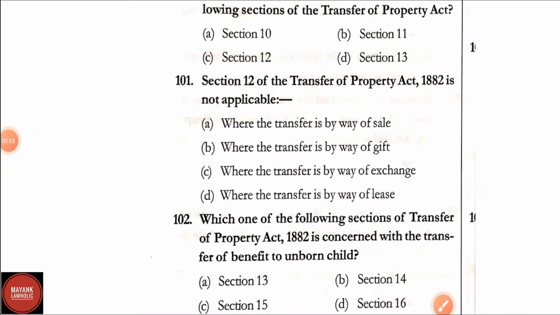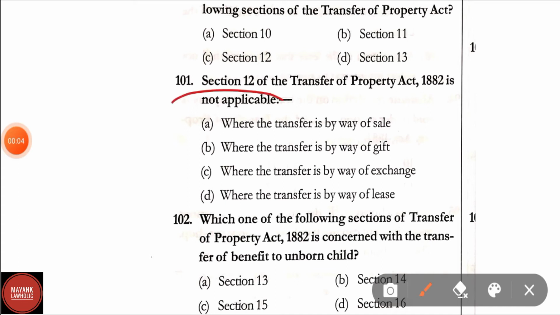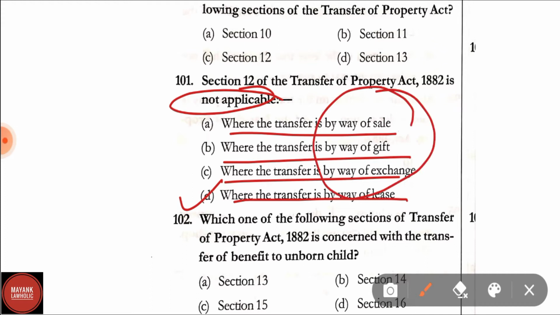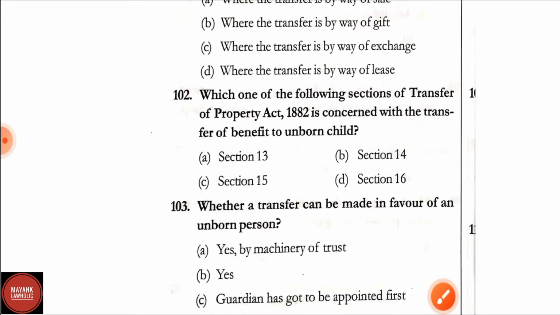Section 12 of the Transfer of Property Act 1882 is not applicable. Option A, where the transfer is by way of sale; where the transfer is by way of gift; where the transfer is by way of exchange; where the transfer is by way of lease. Here at option D, section 12 will not be applicable. Other options, sale, gift or exchange, section 12 will be applicable.